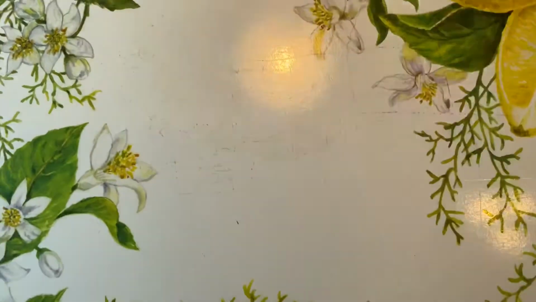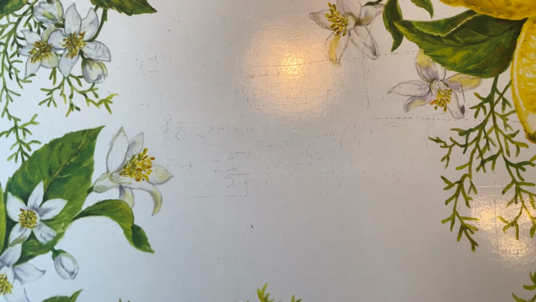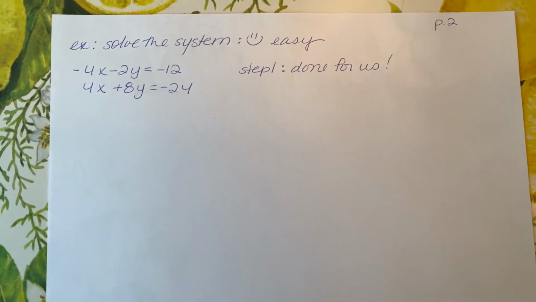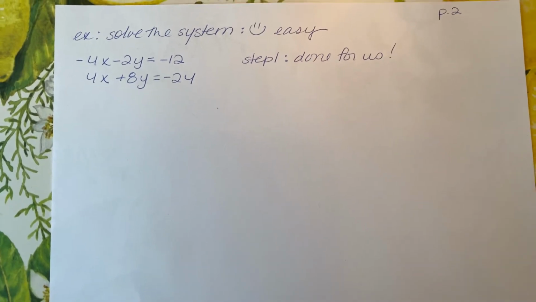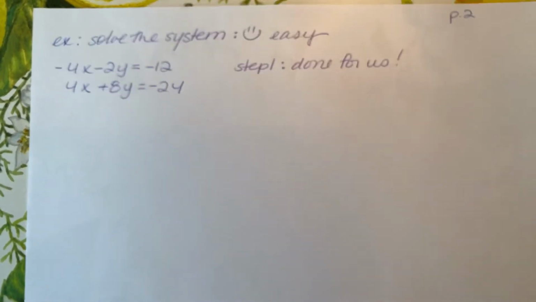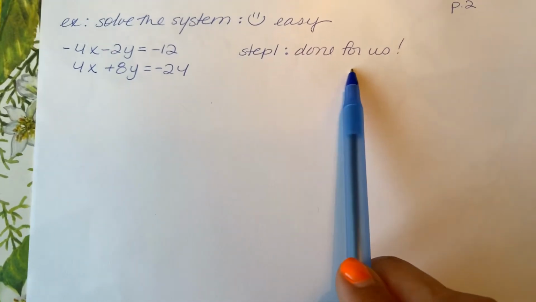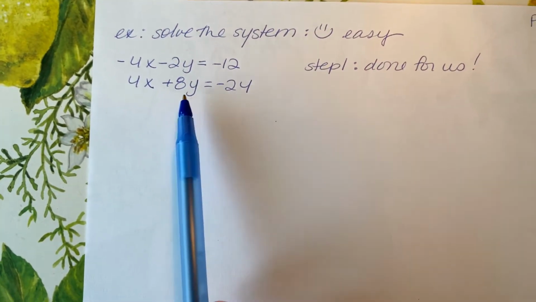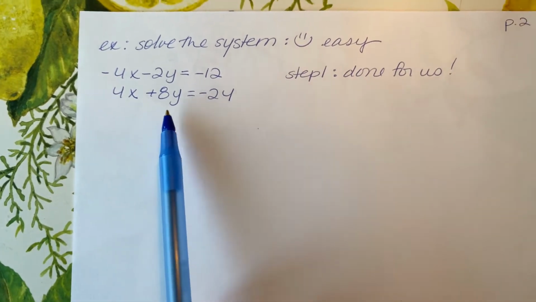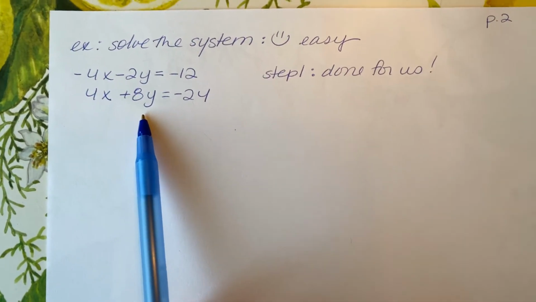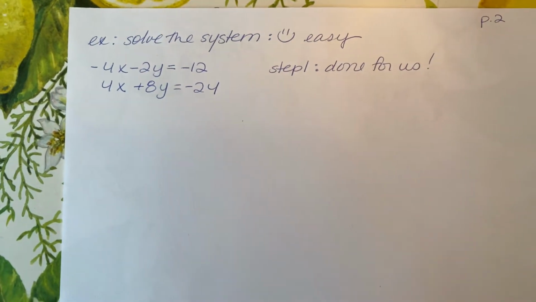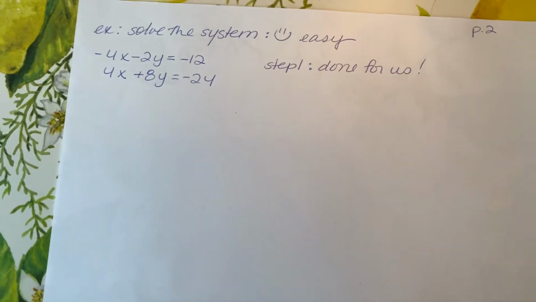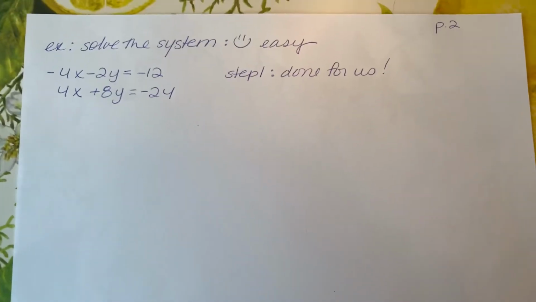Okay, let's get to the first example. Let's get to it. Okay, here we go. Here's our first example. Solve the system. So find the solution. This is super easy because it is done for us. We love problems that are set up for us, right? Okay, so this is level 1, super easy. There's 3 levels. Okay, the second example will be level 2, and then the third example will be level 3. And level 3 would be the most difficult.